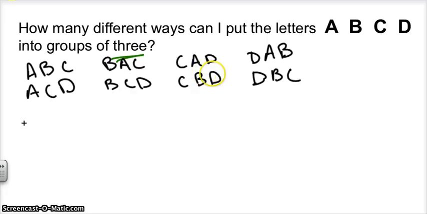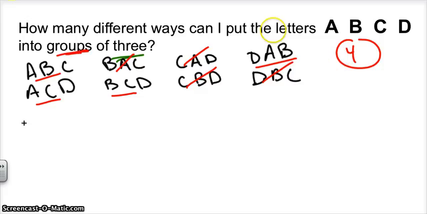Now, I put those all in groups of 3, but now, as you notice, we have overlapping ones. That BAC is the same as ABC. Groups, the order does not matter. Also, we have CAD already over here. We have CBD in another order here, and then also we can cancel out this one. So we can only go here, here, here, and here. So that is putting these 4 letters into groups of 3. We can only do that 4 times.